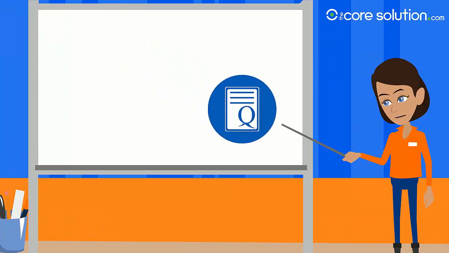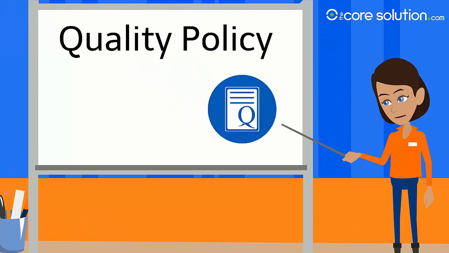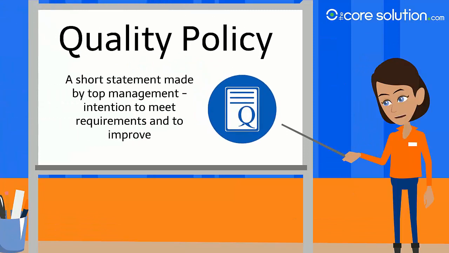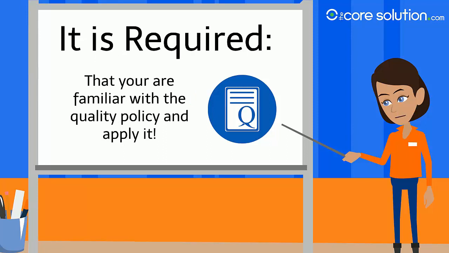The most fundamental part of your QMS is your company's quality policy. The quality policy is a short statement made by top management of the organization's intention to meet requirements and to improve. It is required that you are familiar with the quality policy and that you apply it. So how can you apply a statement about meeting requirements and improving?